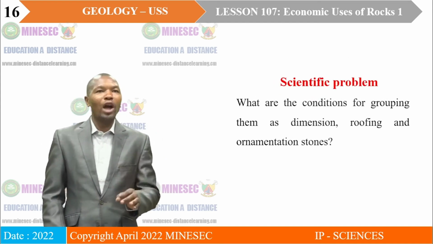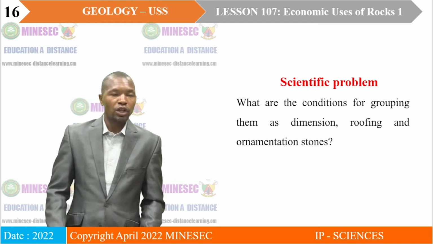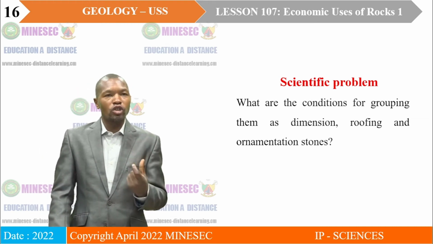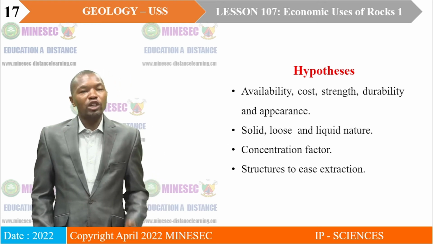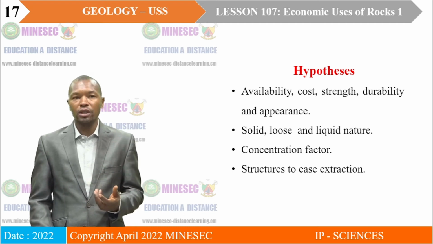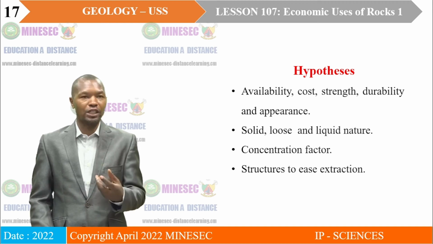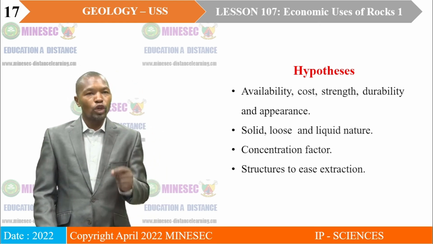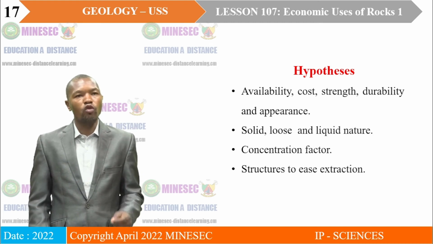Now the problem is, what are the conditions for grouping them as dimension, roofing, and ornamentation stones? These are stones that can be used for dressing or undressing and so on. We are talking this in terms of construction or engineering language. Now, will the grouping be based on availability, cost, strength, and durability, as well as appearance of the materials? Or will it be based on the solid, loose, and the liquid nature of the materials? Or better still, on the concentration factor? Or should we base our attention on structures to ease extraction works? Whichever be the correct hypothesis, as we examine the content of our lesson through the different learning activities, we will come out with which of them is correct.